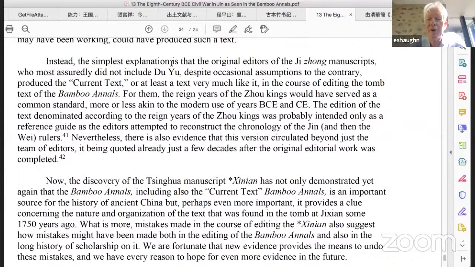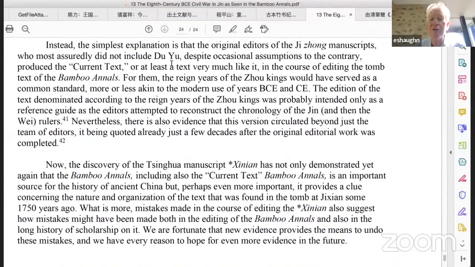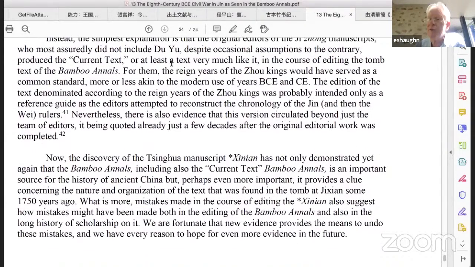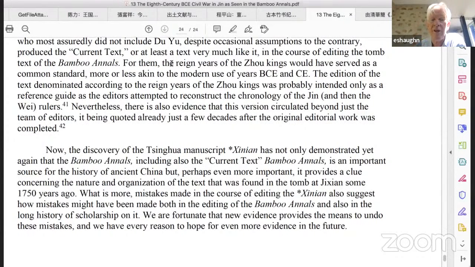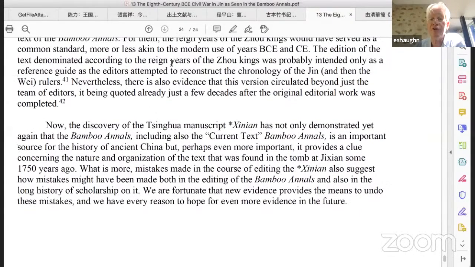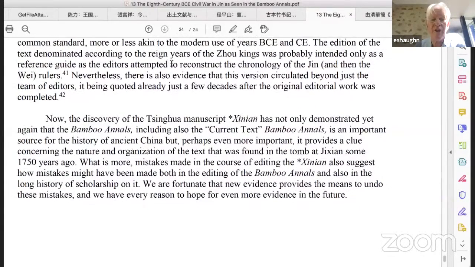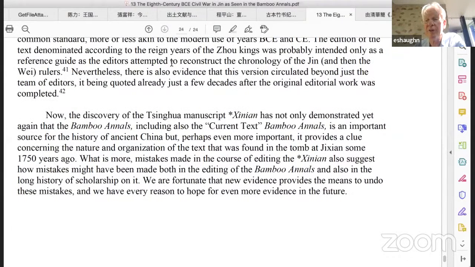For them, the reign years of the Zhou kings would have served as a common standard, more or less akin to the modern use of years BCE and CE. The addition of the text denominated according to the reign years of the Zhou kings was probably intended only as a reference guide, as the editors attempted to reconstruct the chronology of the Jin and then the Wei rulers. Nevertheless, there's also evidence that this version circulated beyond just the team of editors. For instance, it was quoted in the early 4th century CE in Gan Bao's Soushenji.